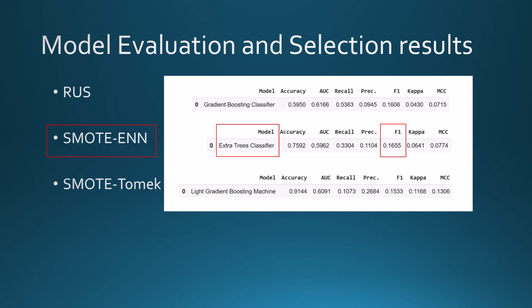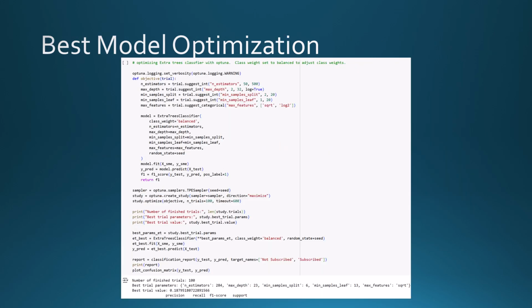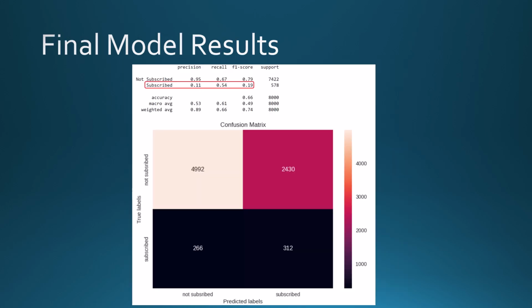With the help of PyCaret, we identified the extra trees classifier trained on the SMOTE-ENN rebalanced dataset had the highest subscribed F1 score of 0.1655. So moving forward, this will be the model we'll use for a final training. Next, we'll optimize our selected model using Optuna to tune the hyperparameters. For evaluation criteria, we'll again use the F1 score of subscribers.